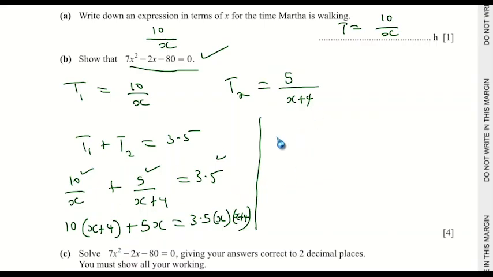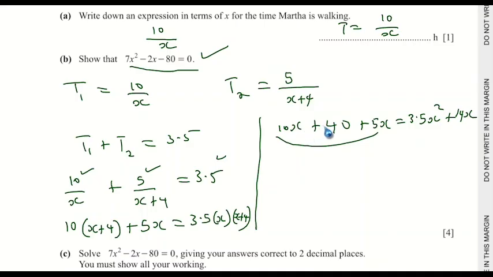So this gives 10x plus 14 plus 5x equals 3.5 times x, 3.5x times x, 3.5x squared. Plus 3.5 times x, that's 3.5x. So 3.5x times 4, that will be 14x. Now let's simplify. This and this add up to 15x.